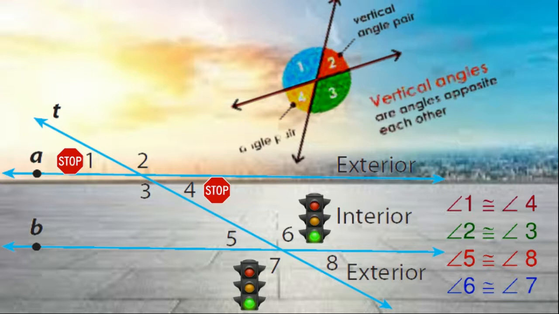So we can say that 5 is also going to be congruent to 8 because they are across each other. So angles that are across or opposite each other are vertical and they're congruent. So vertical angles are the first set of congruent angles we will find on parallel line transversals.